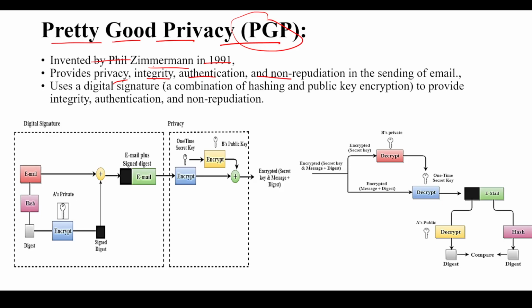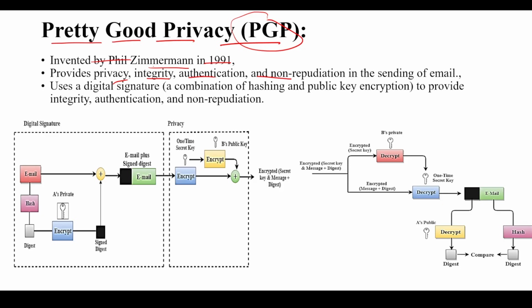So this PGP algorithm uses a digital signature. A digital signature, in the sense, is a combination of hash values and public key. Using a digital signature, it is providing integrity, authentication, and non-repudiation, as well as it uses a combination of secret key as well as public key for providing privacy. That is why we can say that it uses one hash function, a secret key, and two public and private keys.